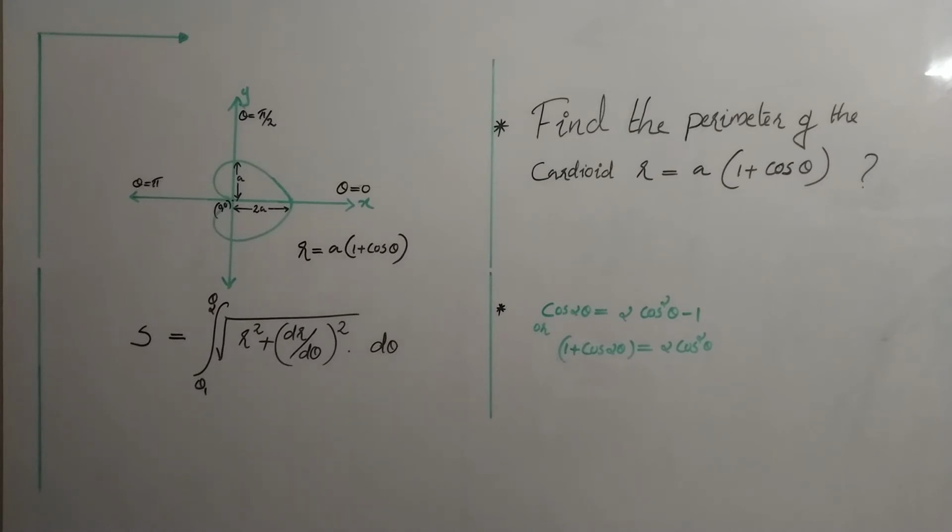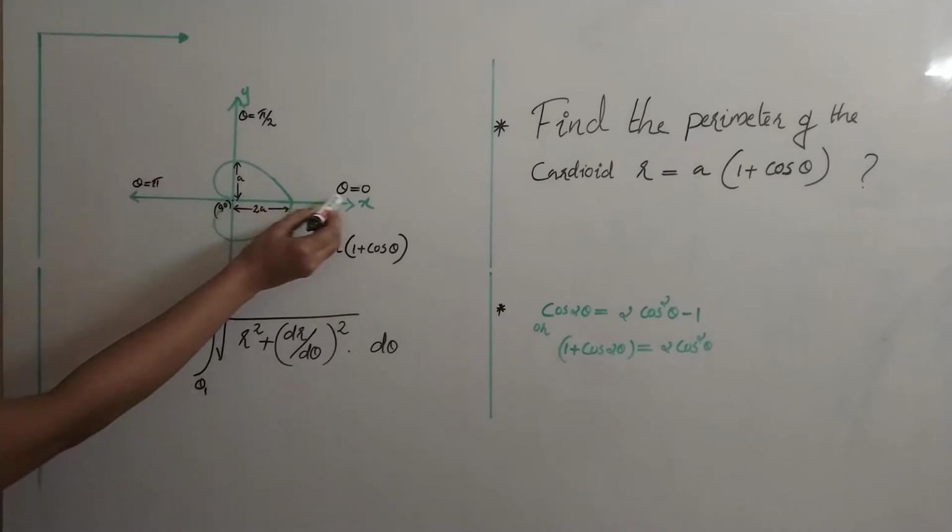That is, S = integral from θ1 to θ2 of √(r² + (dr/dθ)²) dθ. And the curve is symmetrical about the initial line, that is the x-axis. Since the change of θ to −θ does not alter the given equation r = a(1 + cos θ), the perimeter of the given curve is twice the length of the arc of the curve lying above the initial line, that is the x-axis.